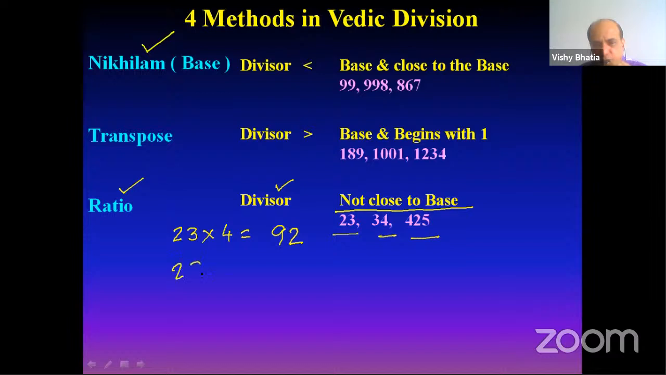Alternatively, I can take 23, multiply it by 5, and bring it to 115. And now because my divisor starts with a 1, I will use the transpose method. We'll come to that very soon. We'll finish it off very quickly.